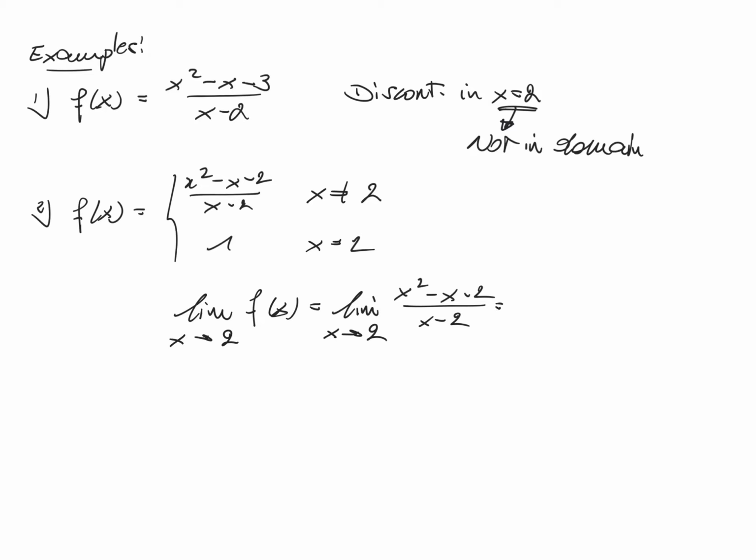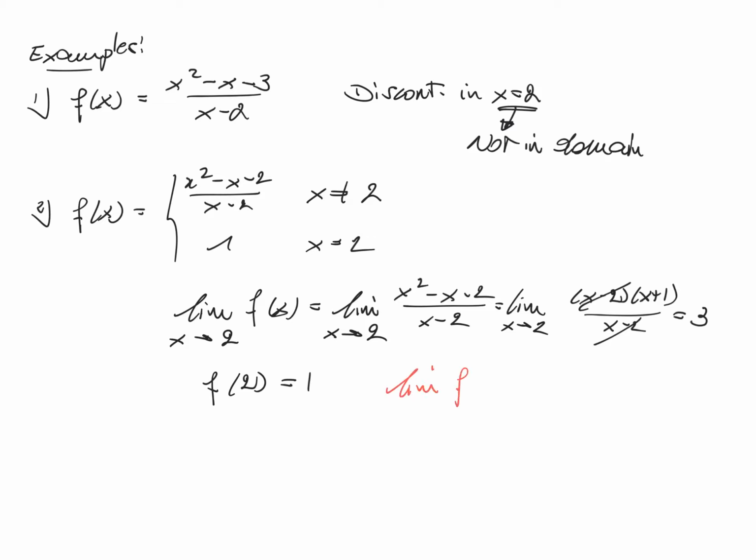So to solve this, we just factorize. So it's the limit x to 2 of x minus 2 times x plus 1 divided by x minus 2. We divide out x minus 2, and this limit is 3. The function value in 2, on the other hand, so f of 2, is equal to 1. So clearly, the limit of f of x, x going to 2, is not the same as the function value f of 2, and so it is discontinuous in x equal to 2.